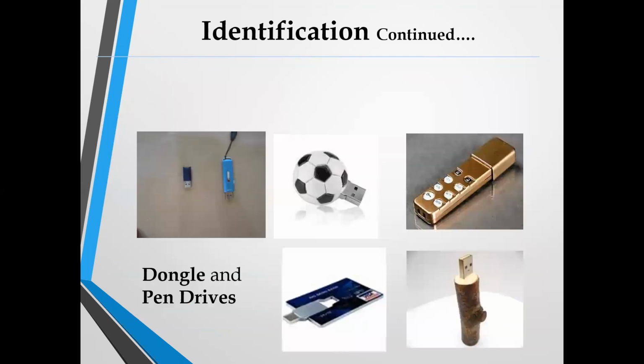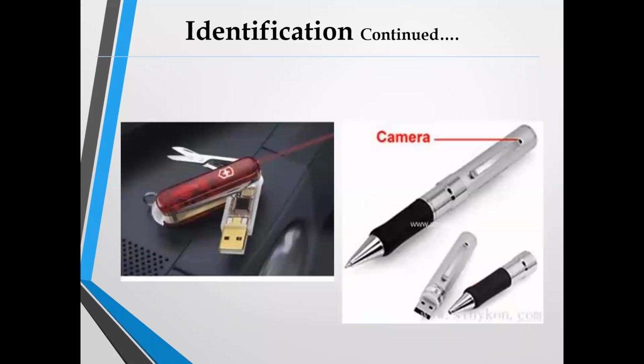These are the dongles or pen drives. And of course, look at them, they're in all forms. Some of them look like pens, some of them look like cards, some of them look like a ball, some of them look like all kinds of forms. You need to make sure that you are able to identify them for information that you want to pick.